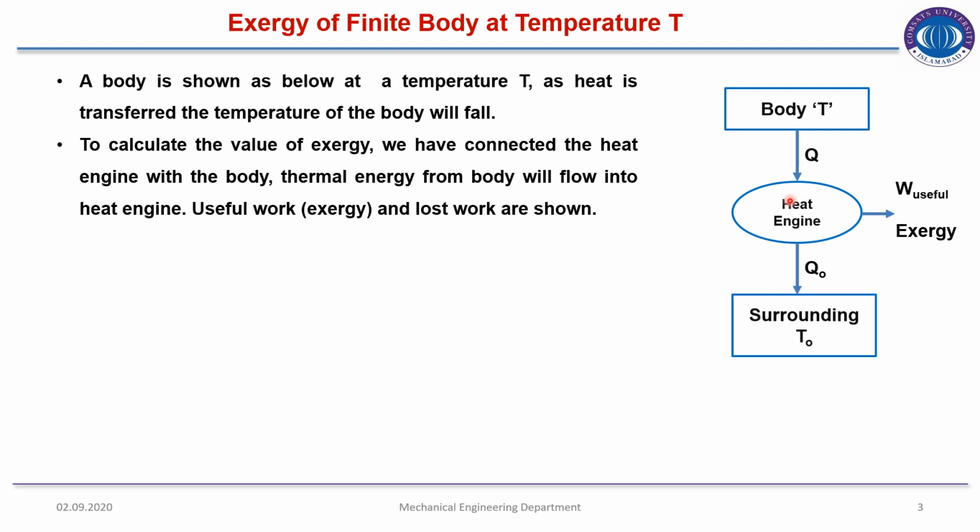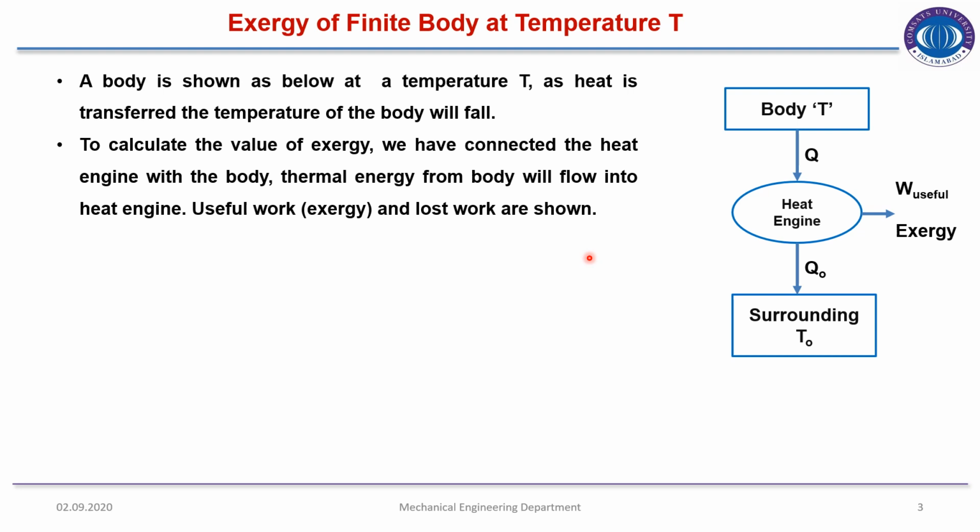In the previous lecture, we had a heat engine that was connected to a thermal energy reservoir. In the previous lecture we derived five different relations to calculate the loss of available energy, decrease in available energy, or increase in unavailable energy. Now in the current lecture, that reservoir is replaced with a body. So in this lecture we will find the difference between the relations when a finite body is connected to a heat engine, and when a thermal energy reservoir is connected.